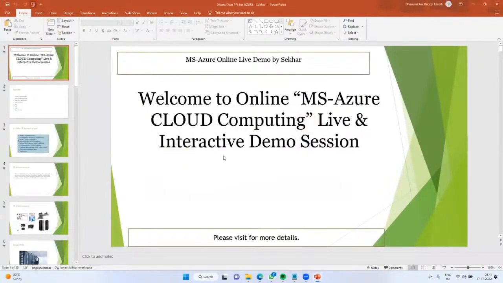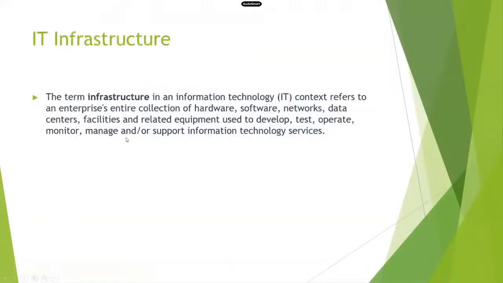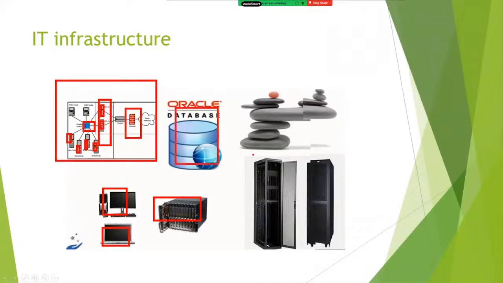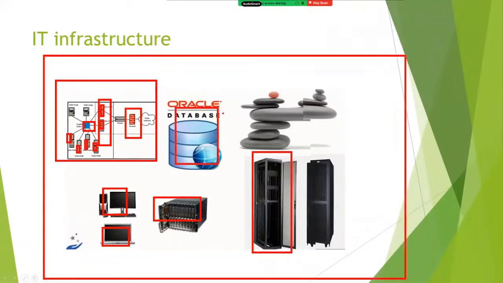Have a look, this is the IT infrastructure. We can call it all devices. All devices are communicating to one router. These are the load balancers, this is the firewall, we have the database, we have the server rack. So this we call IT infrastructure. That's why I mentioned the definition that IT infrastructure is nothing but a collection of hardware, software, switches, network, and load balancer.